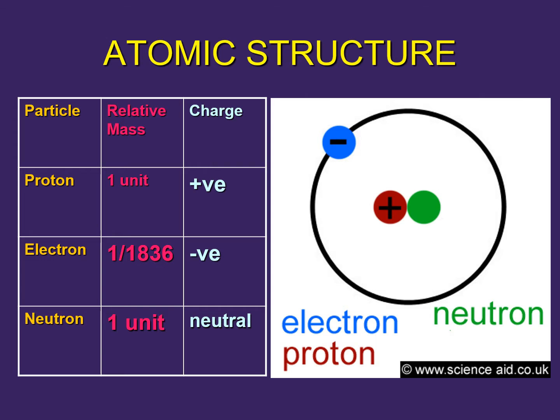Here in the schedule, proton mass equals that of the neutron, but with different charges, where the proton is positive and neutrons are neutral. Electron mass is 1 over 1836 with a negative charge.